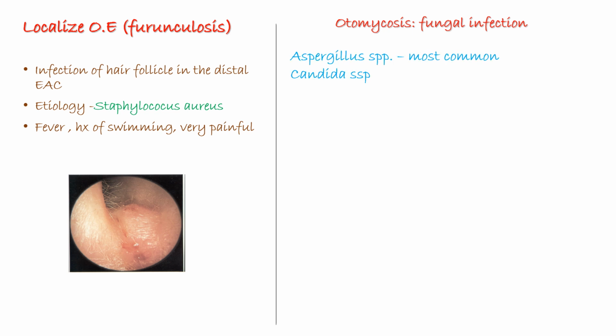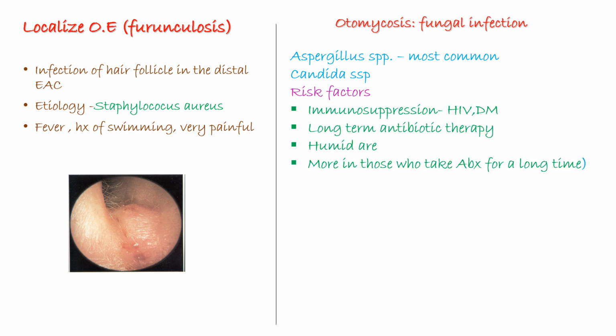As I said, fungal infection can cause otitis externa, and the most common organisms are Aspergillus or Candida species. The risk factors are immunosuppression, including HIV and AIDS, and diabetes mellitus. In addition to that, there is long use of antibiotic therapy, because most of the antibiotic therapy that we use in the ear usually contains steroids. And what do steroids do in the long term? Steroids in the long term usually suppress the immunity. It is also more common in humid conditions, and in those who take antibiotics for a long time, as I stated before.